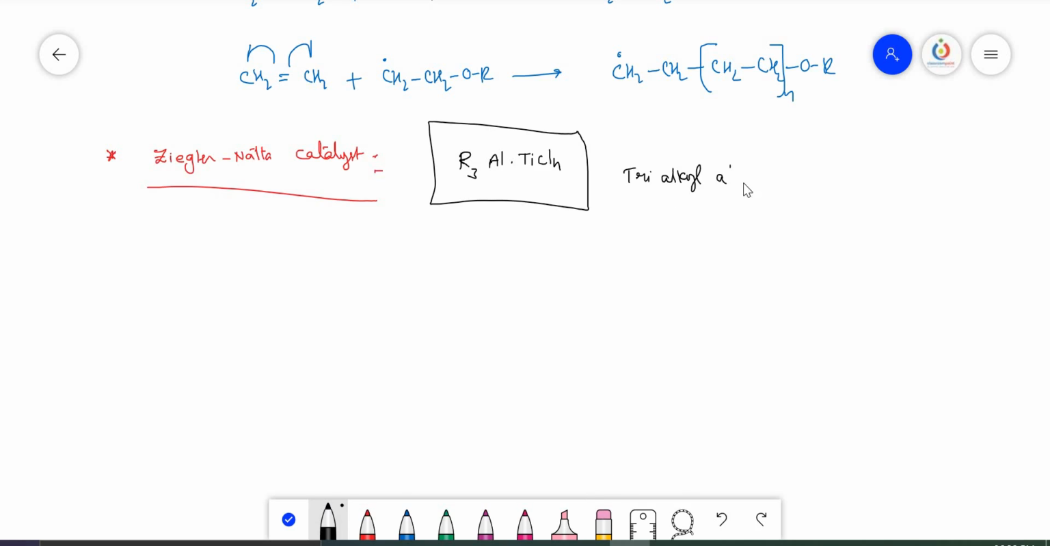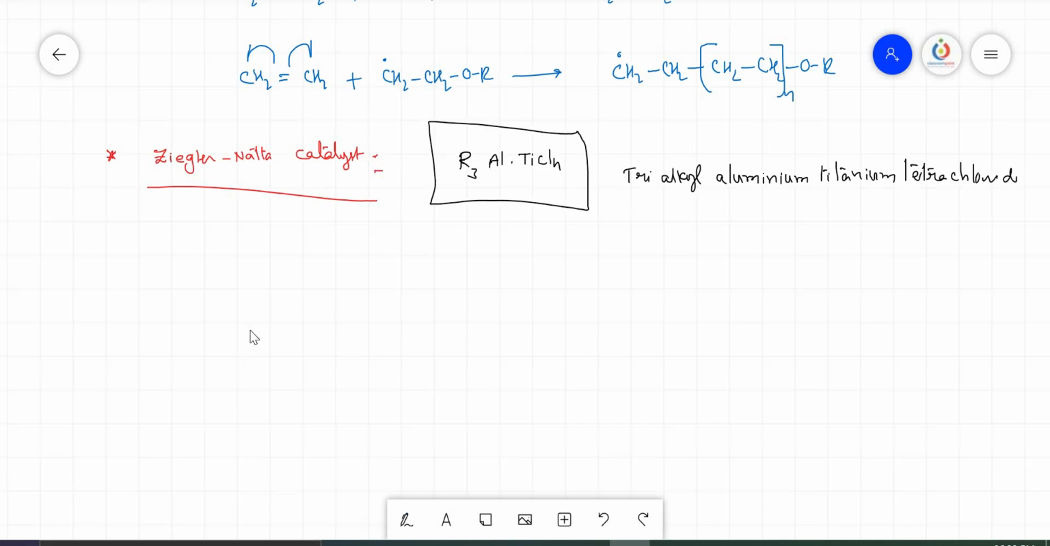Trialkyl aluminum, titanium tetrachloride is called the Ziegler-Natta catalyst, and the person, because of the invention of this catalyst, got the Nobel Prize, because this particular catalyst reduced many steps in polymerization, so that it saved so much time, energy, money, everything, so that polymers became so cheap, and nowadays we are getting polymers and plastic material at so cheap a cost.